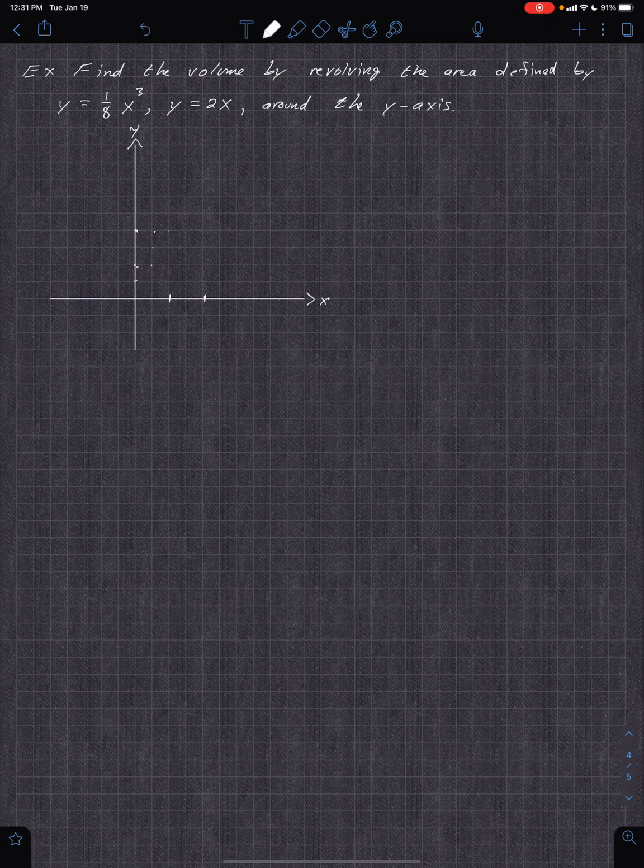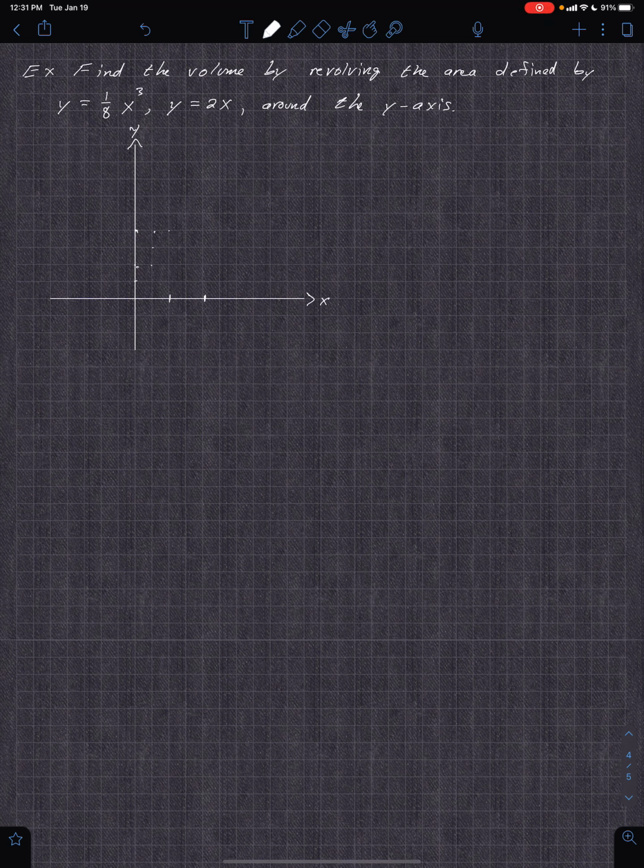And so that's y equals 2x, and then 1/8 x cubed. You can get the intersection, so let's solve for that. So find the intersection. How do you find the intersection? Set them equal and solve. That should be pretty straightforward.